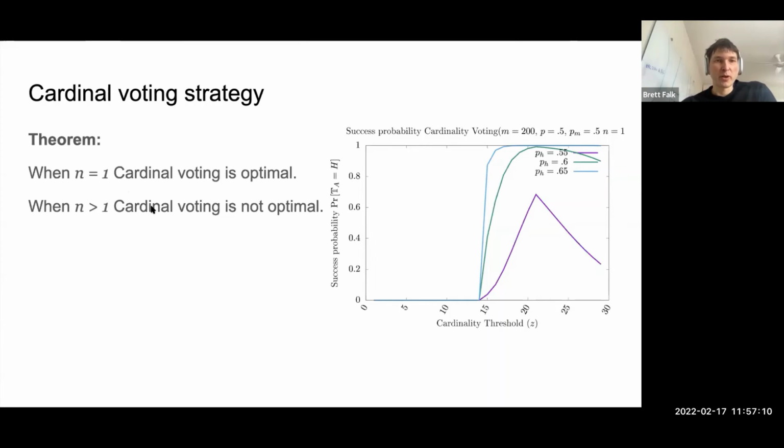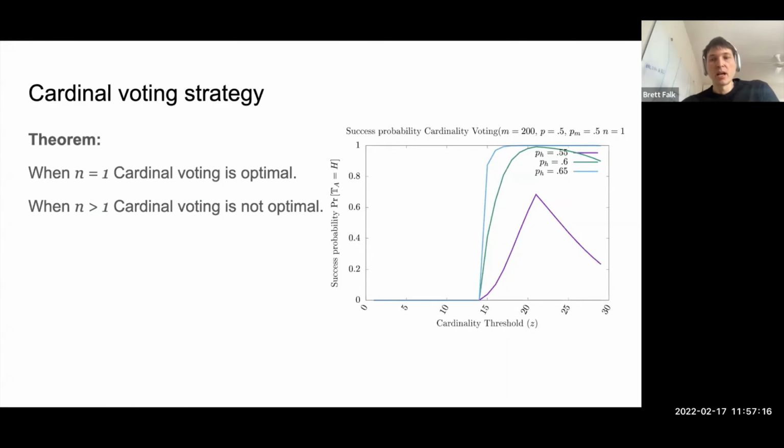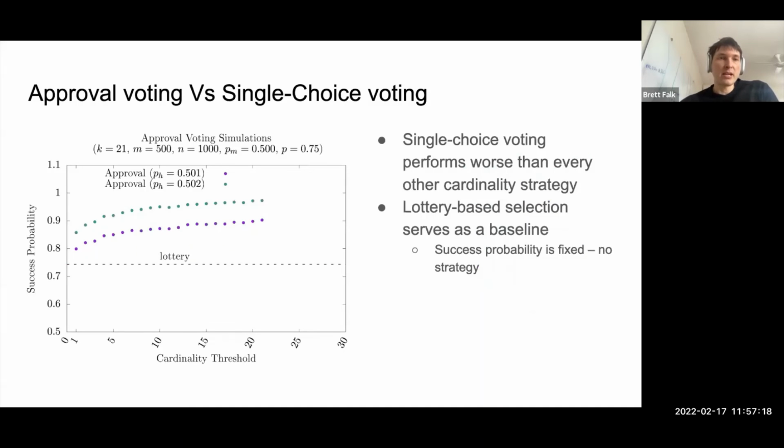Unfortunately, once you have more than 1 voter, cardinal voting is no longer optimal, and it's almost impossible to find optimal strategies. But you can simulate things. One of the big questions here was whether approval voting is basically better than single choice voting. These are the 2 dominant ways that people are electing committees.